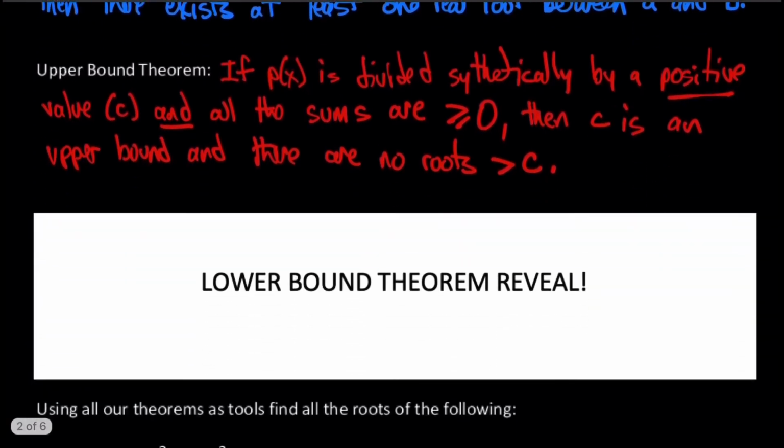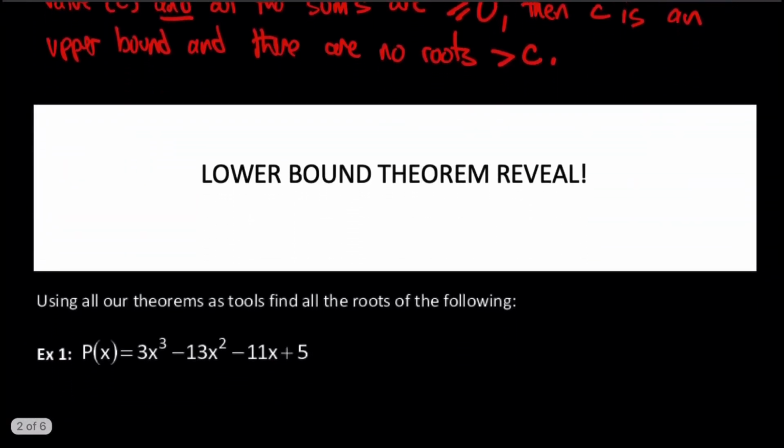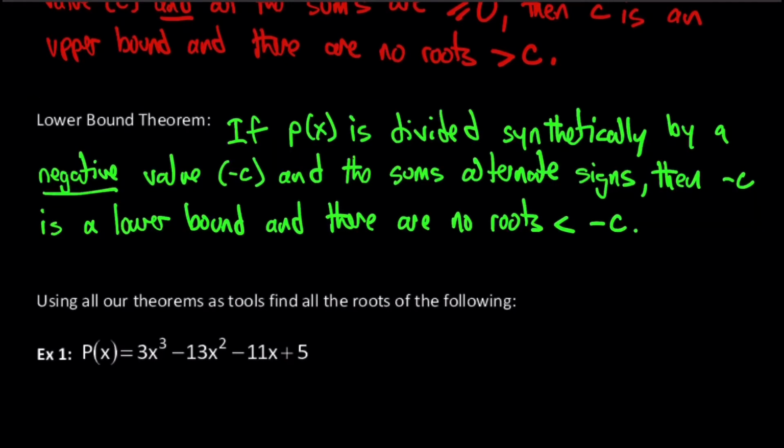One more. Now we have a lower bound theorem. So the lower bound theorem says if P of x is divided synthetically by a negative value, we'll call negative C, and the sums alternate signs, then negative C is a lower bound and there are no roots less than negative C. Pause the video. I'm going to go ahead and show you the visual for that.